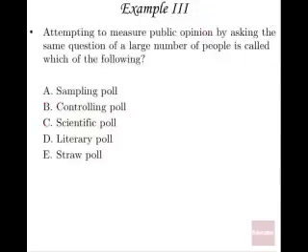Okay, example number 3. Attempting to measure public opinion by asking the same question of a large number of people is called which of the following? Sampling poll. A sampling poll would be taking a small group of people and collecting data to represent the population as a whole. So it wouldn't be asking the same question. That's not necessarily the characteristic of a sampling poll, so that's incorrect.